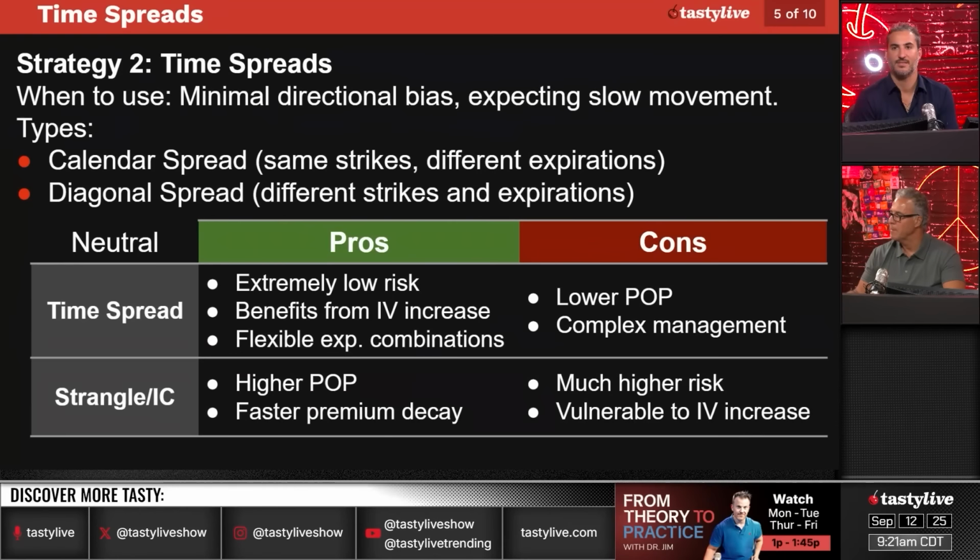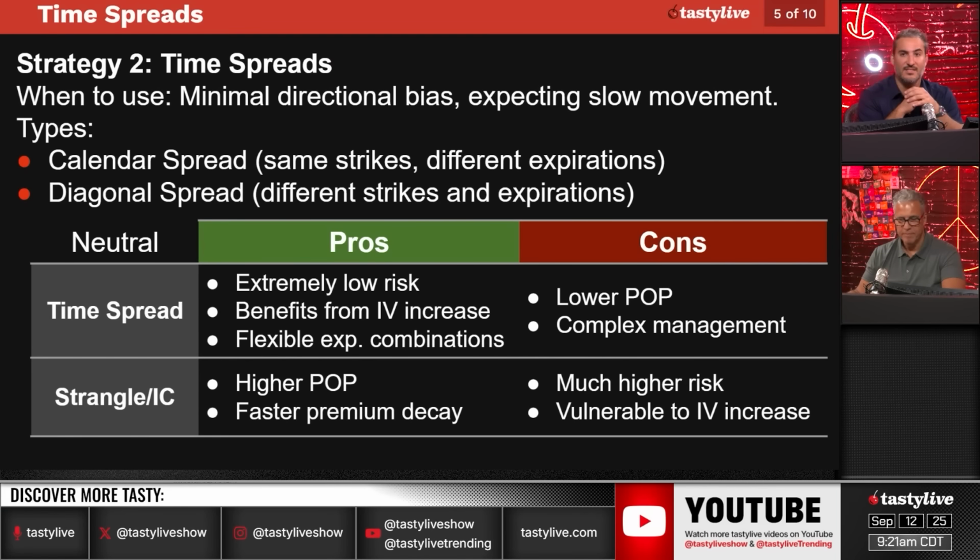Next one, please. Time spreads. So we bucketed calendars and diagonals together. Makes perfect sense. So when to use these? If you have minimal directional bias, expect slow moving in that direction.